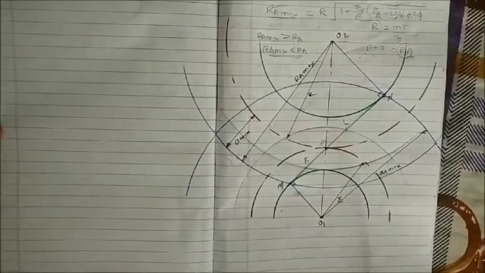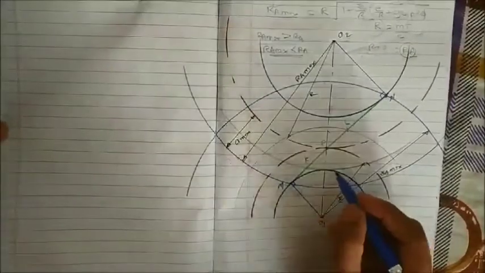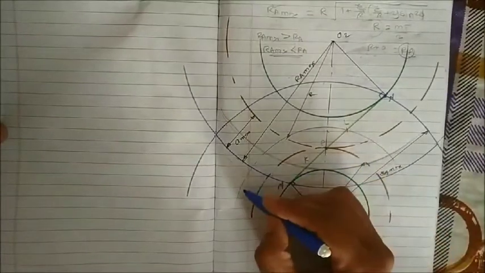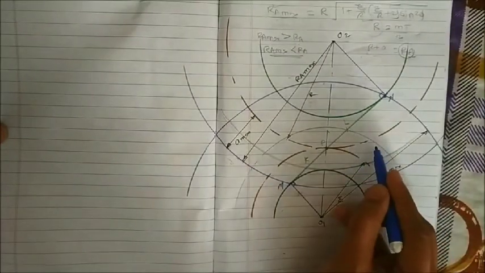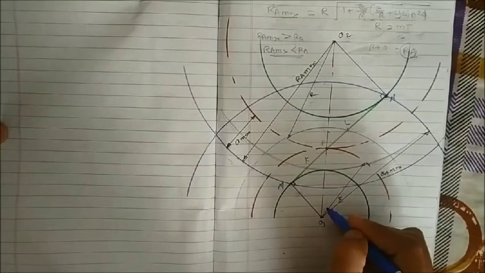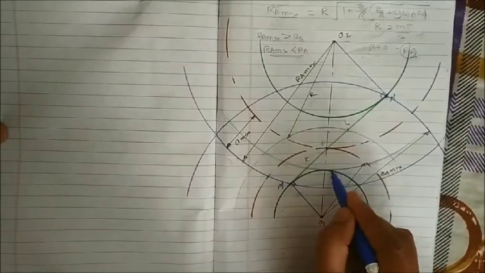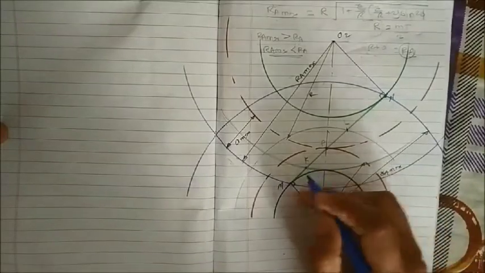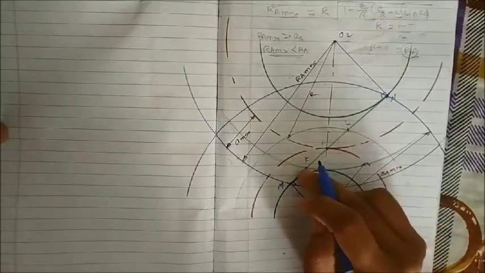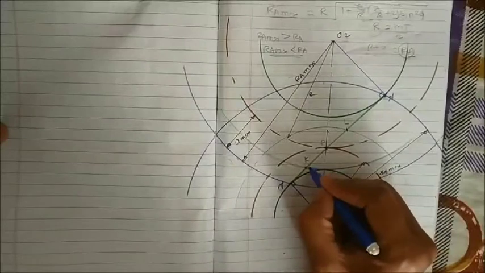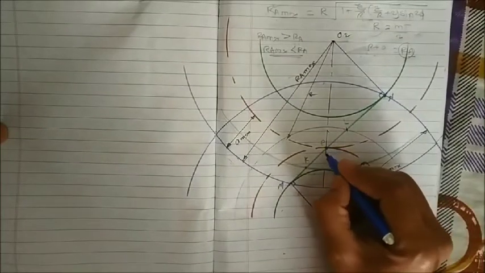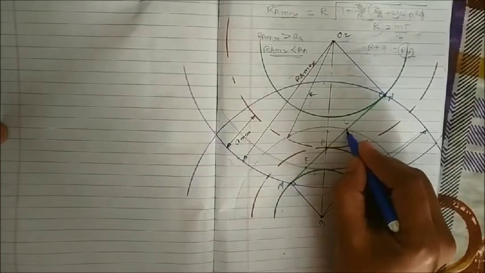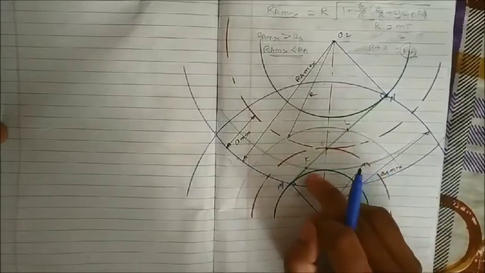Now for that, see this diagram carefully. So right now, this is the addendum circle for gear 1 and this is the addendum circle for gear 2. So the addendum circles cut the common normal at points K and L. So we have the path of approach as KP and path of recess as PL. Now what does it say?